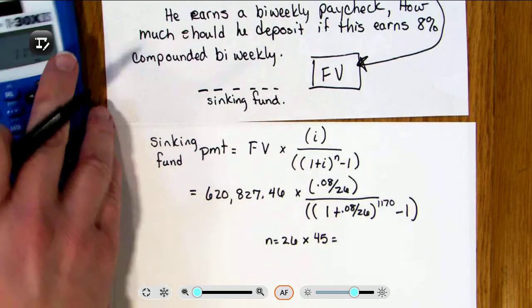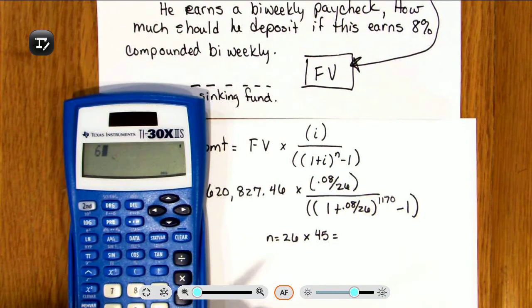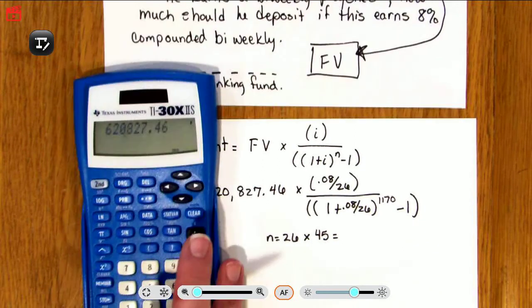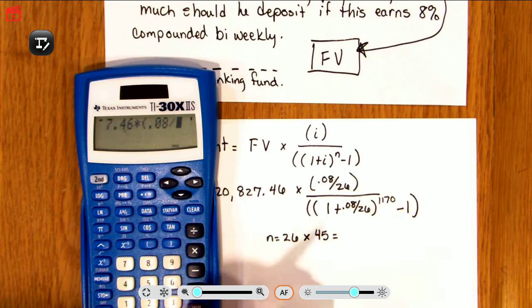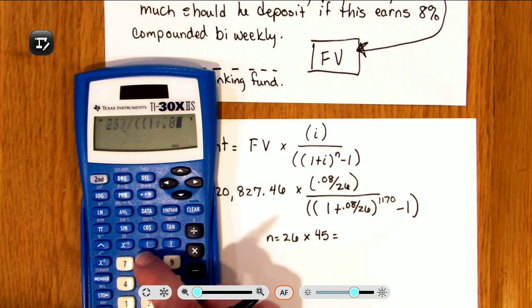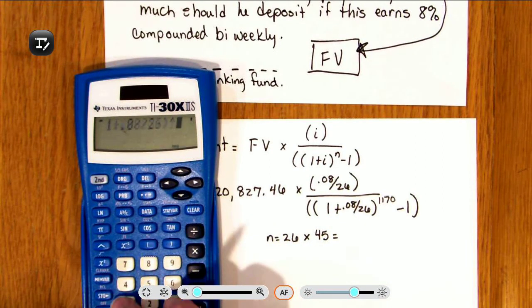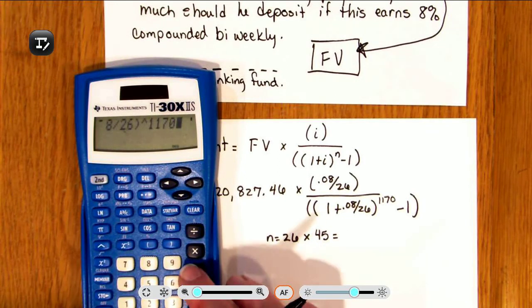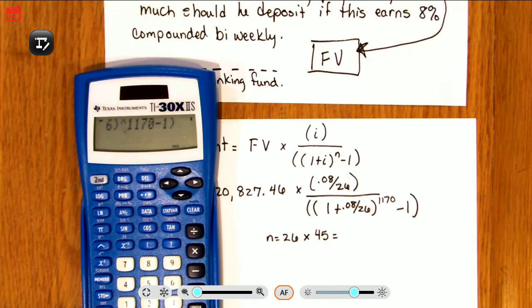Okay, so here we go. Type it all in. Clear. I need my 620,827.46 times parenthesis 0.08 divided by 26, close the parenthesis, divided by double parenthesis 1 plus 0.08 divided by 26, close that one off, raise it to 1170, minus 1 again down on the main line, and hit equal.